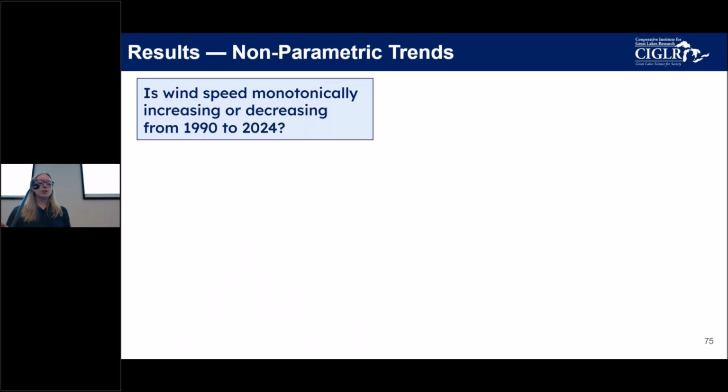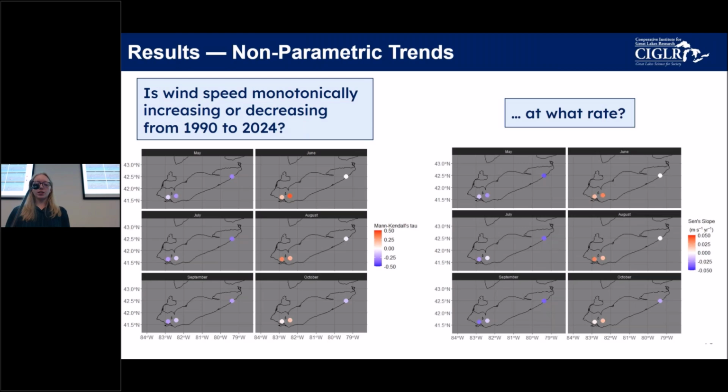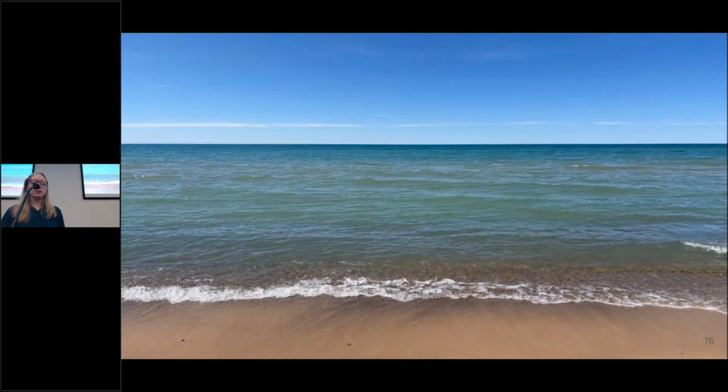If we expand this time series a little bit, we do reduce the number of data points we have, but we can look at 1990 to 2024. From May to October, we see that primarily June, August, and October have positively increasing trends. And at what rate are those trends increasing? If we look at June and August, the maximum values are about 0.025 to 0.05 meters per second per year. There are a few other statistically significant variables that we found from our analysis.